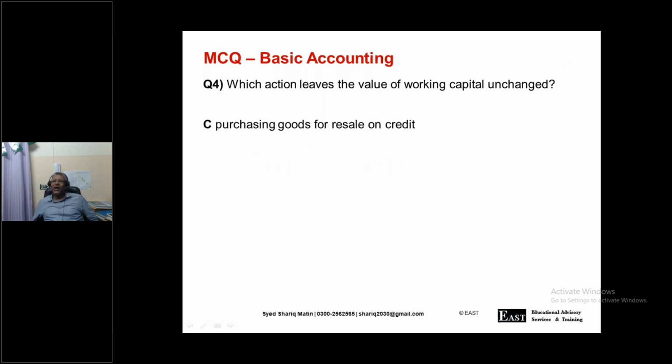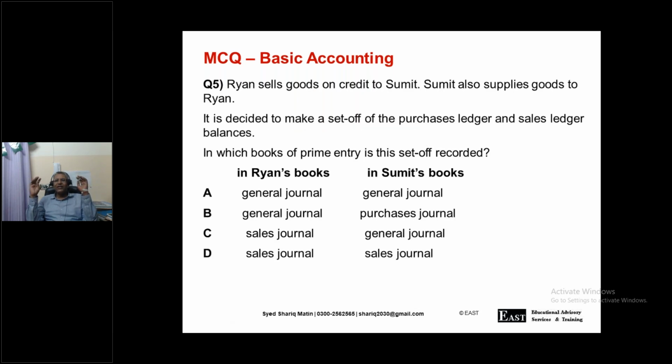Again, back to books of prime entry, right? We have six books of prime entry: revenue day book, revenue return book, purchase day book, purchase return book, cash book, and the journal. All you have to do is to find out where we are recording the transactions.